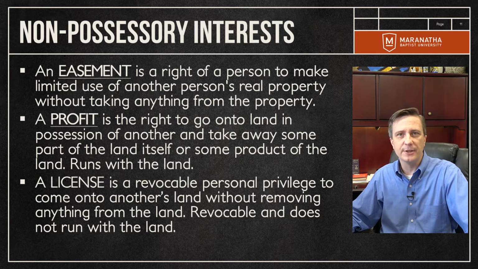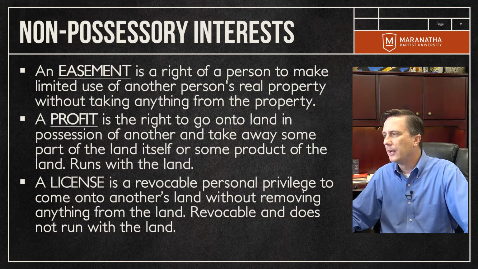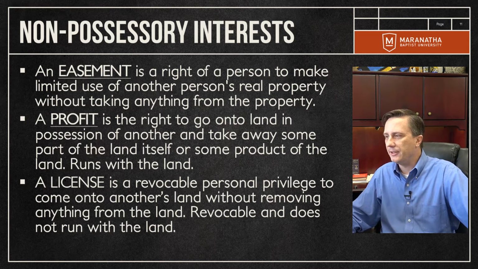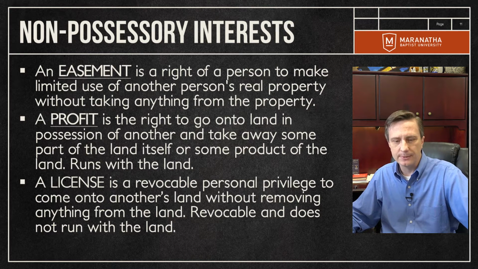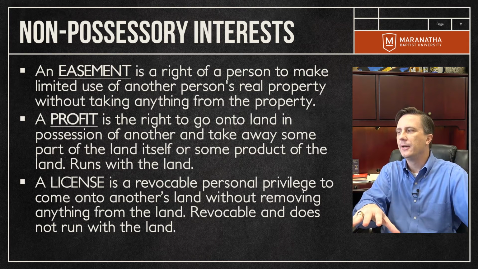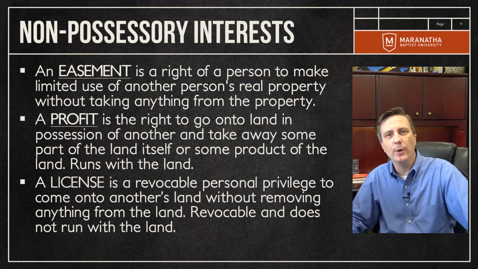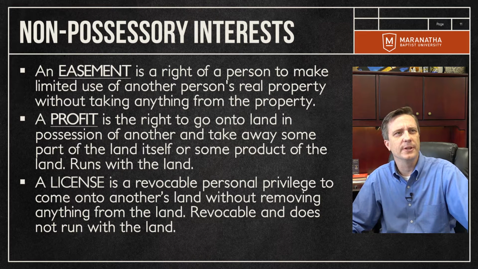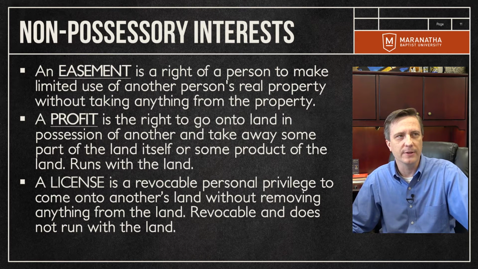So those are possessory interests. Let's look for a minute at non-possessory interests. There's only 3 we're going to look at: easements, license, and profit, okay? Easement, license, and profit. So an easement is the right of a person to come onto the property but not to take anything away from the property. You say, why would I want to let somebody come on the property but not take anything away from the property? I don't want people ever coming on my property.